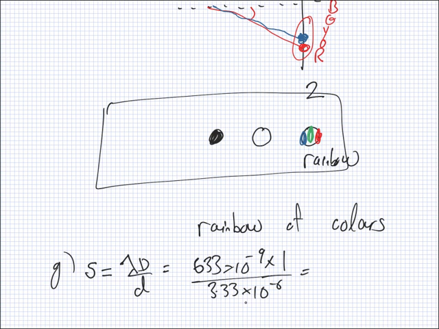1.9 times 10 to the power of minus something. Oh no, that seems too small. Maybe I wrote something wrong. Lambda, that's the lambda, isn't it? 633 for red times 10 to the minus 9. So that is the maths of it. 0.190, that sounds a bit better. 0.190 meters then. So that means these distances here are about 19 centimeters.